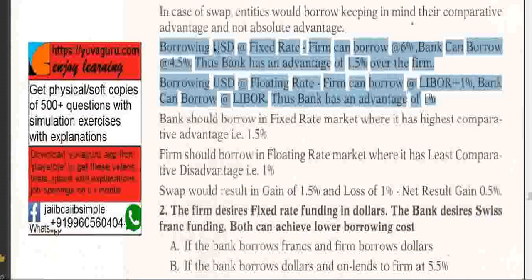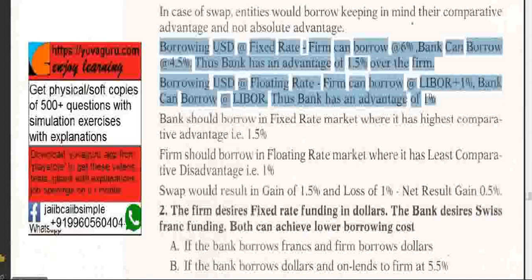Same thing is given over here. The bank will be borrowing fixed USD so that it gets a comparative advantage of 1.5, and the firm would be borrowing floating USD because it gets a comparative disadvantage of only 1%, which is lesser as compared to fixed. So what will they do? The bank will gain 1.5 and the firm will lose 1%. Now if they mutually exchange with each other, what will happen? The net difference is plus 1.5 minus 1, so the net gain would be 0.5% for both combined.